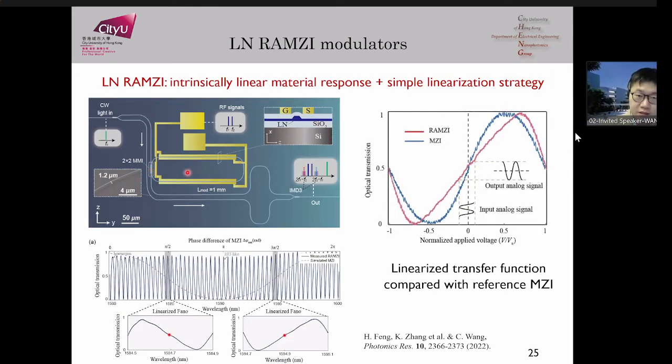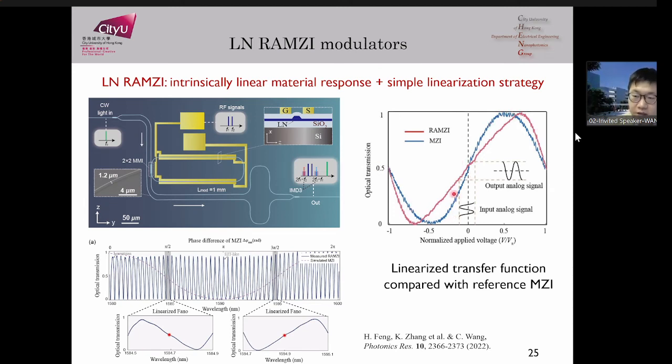Okay, so this is actually a device we built. You can see this is a microscope image of the device. This is the ring resonator, and this is the Mach-Zehnder interferometer, and you can immediately see that the transfer function, optical transmission as a function of applied voltage, is much more linearized now, compared to the same Mach-Zehnder modulator we fabricated on the same platform, which has a sinusoidal shape, right?